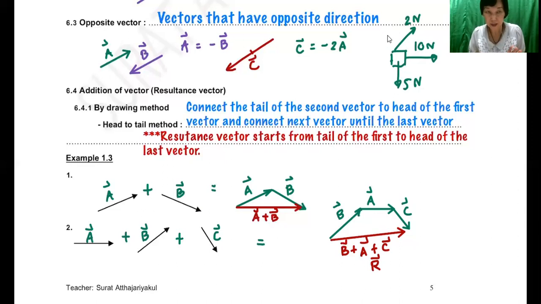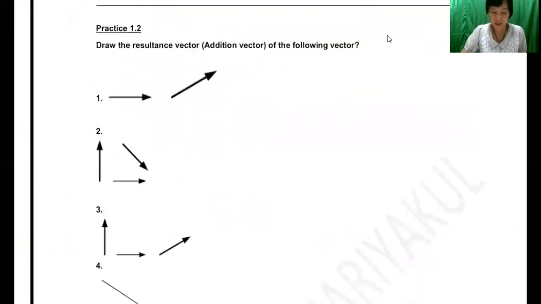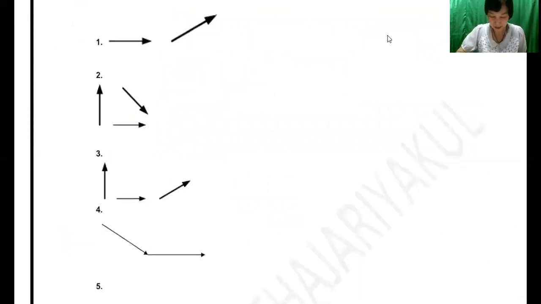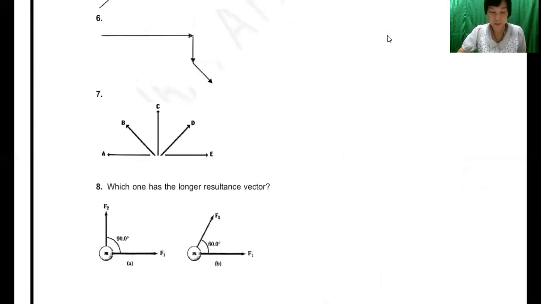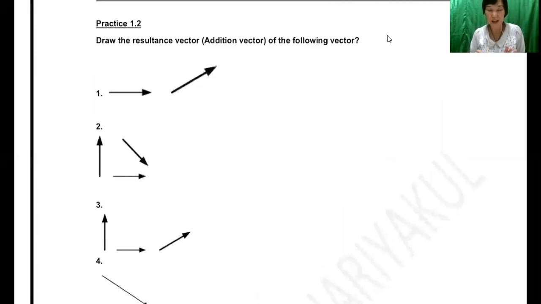Here are two examples of the drawing method that we call the head to tail method. The next page is practice 1.2. Okay, there are 8 problems. I will let you all do them as your homework. Okay, and then you have to submit to me. But how to submit, I will tell you in detail in the comment again.